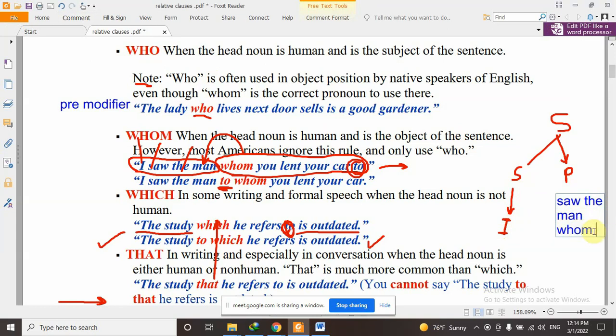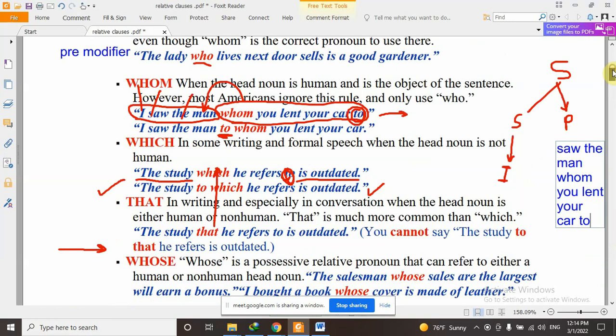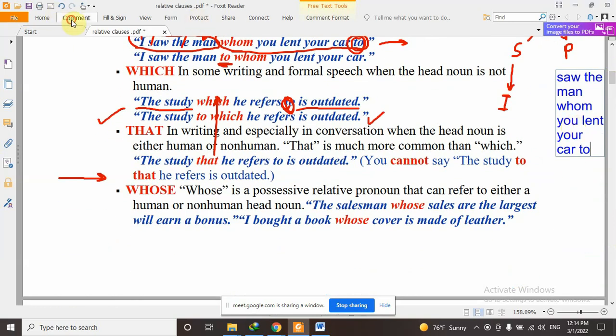whom you lent your car to. كلها راح أنزلها هنا. هسه من أريد أسوي البريديكيت هنا، من أريد أسويها بالتري دايجرام، إيش راح أسوي؟ راح أقول راح تنقسم إلى قسمين، الفيرب والكومبلمنت أو الأوبجكت. الفيرب هنا راح يكون عندي والكومبلمنت أو الأوبجكت. إيش راح يكون عندي بالكومبلمنت؟ الفيرب طبعا عندي هنا so فقط so.